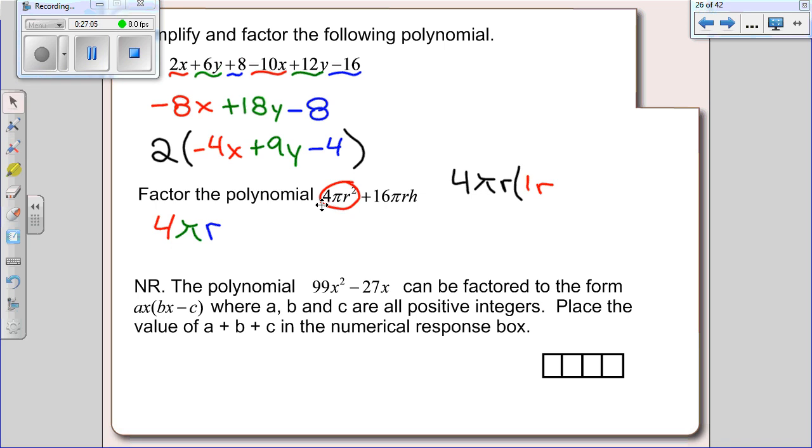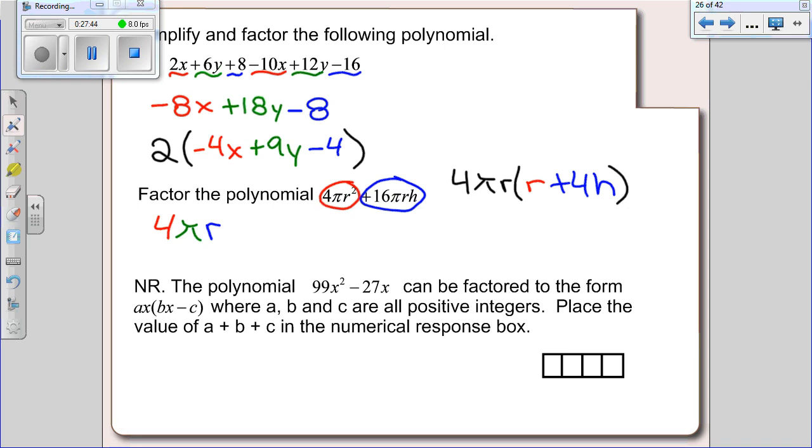Think of that GCF. The second one, in blue, because I like blue better than green. So if you have positive 16 divided by 4, you're left with a positive 4. So you put a plus sign there, and then 4. Pi divided by pi would cancel out. R divided by r, cancel out. H divided by no H's would still be an H. That would be removing a greatest common factor.